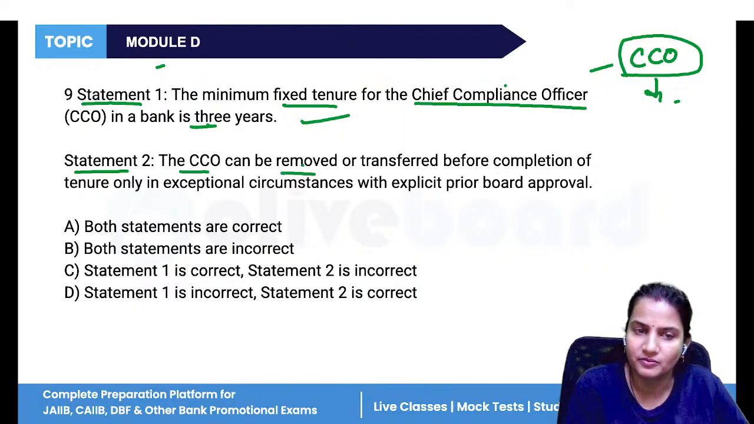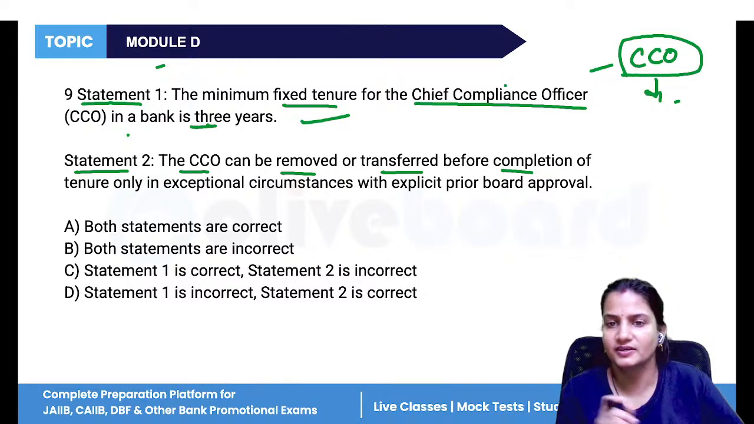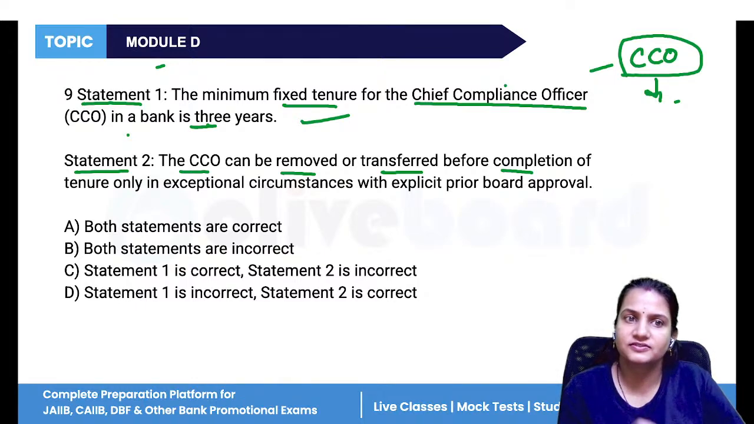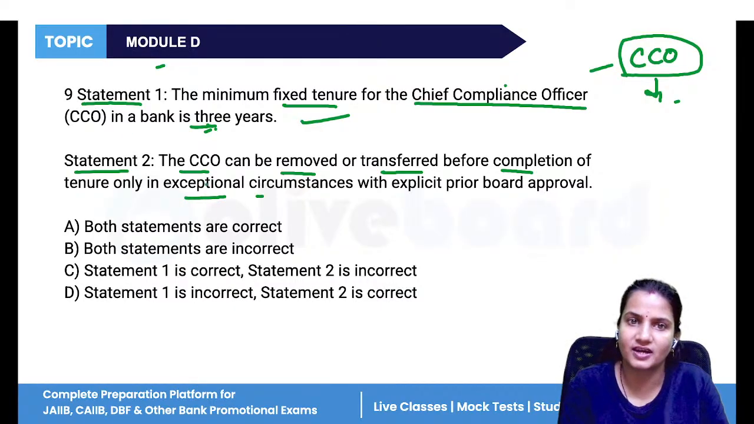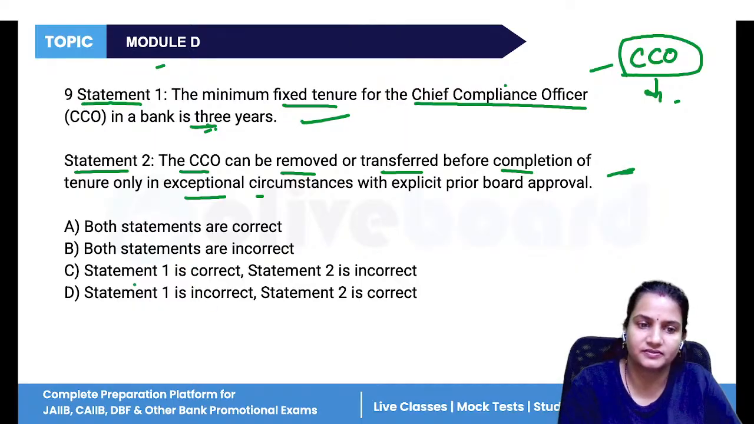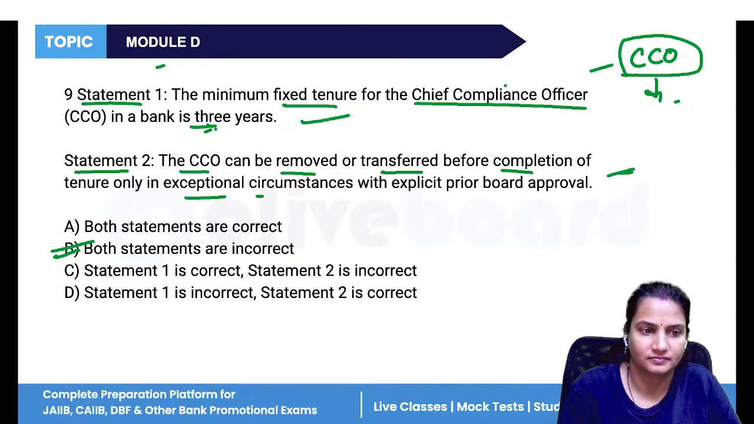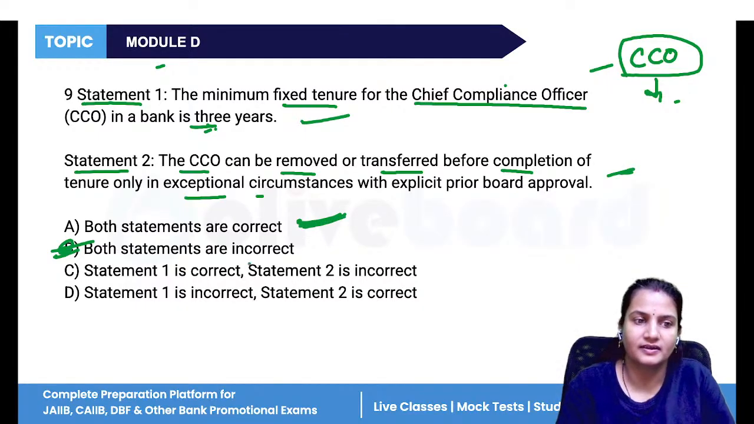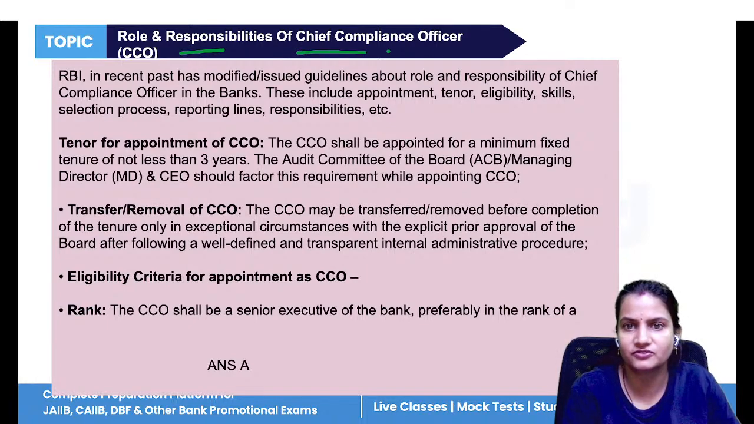Now, CCO can be removed also, can be transferred also before completion of tenure, only in exceptional cases. So, if the CCO is transferred or removed before 3 years, it can happen, but only in exceptional circumstances. And with that, you have to take the approval of the board. That too, with the approval of the board, it is allowed. So both the statements are correct. Option A. Clear?